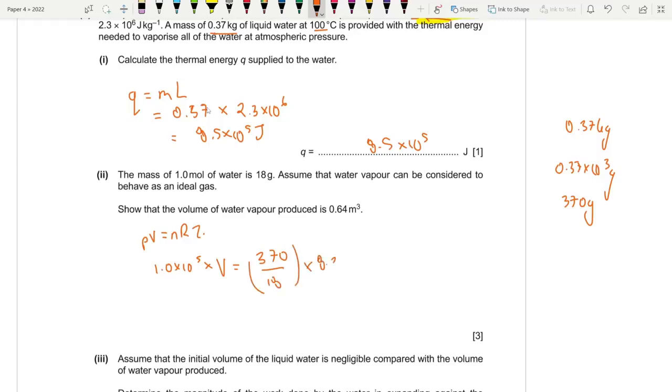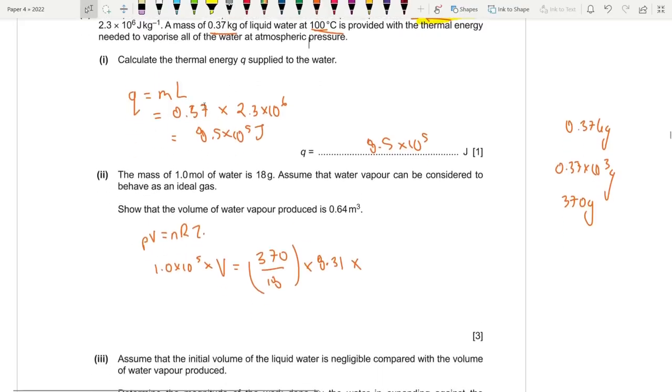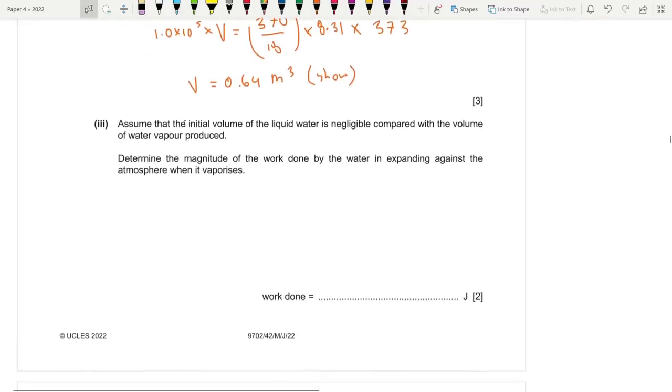The value of R is 8.31 given in the datasheet, and the temperature is 100 degrees plus 273 Kelvin, which is 373 Kelvin. So what's our answer? 8.31 times 373. 0.637, which is 0.64 meter cube. So as usual, this is a show question, so we need to carry this forward, not the calculator answer.